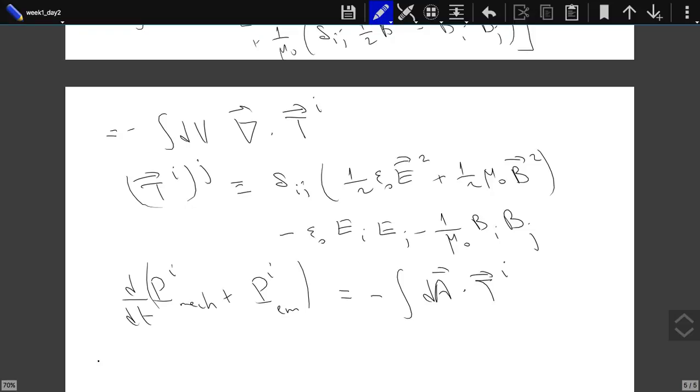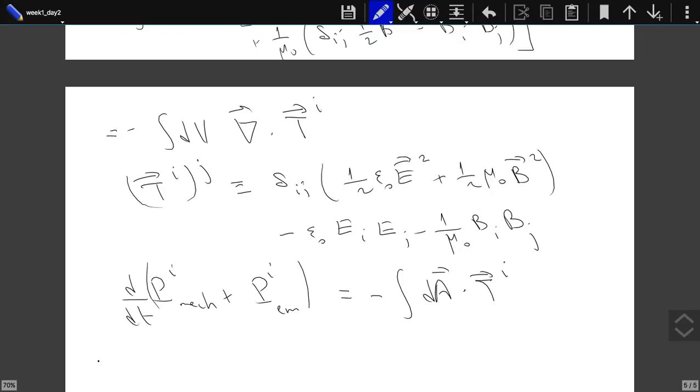You see, I say that for each i, this Ti is a vector. And that vector has components. The j component of this vector has this expression. You see, one expression already looks familiar. So is it familiar to you?